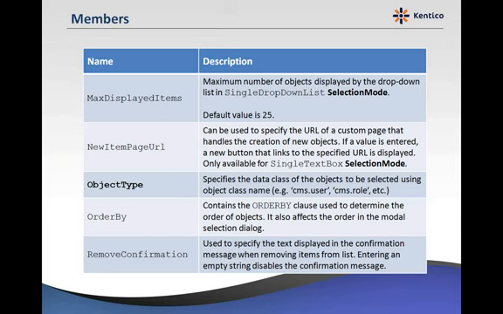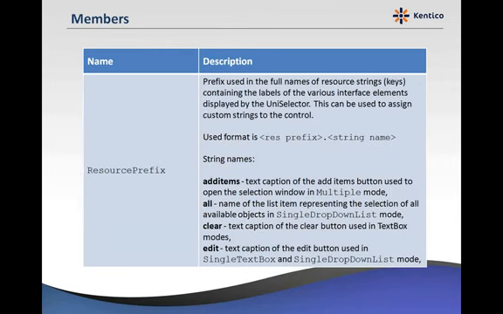The order by can be used for ordering items displayed either in the list of selected items or in the selection dialog. Remove confirmation is a property that can be used for specifying the confirmation message before the item is removed from UniSelector. The resource prefix property allows you to specify the prefix that will be used for resource strings.